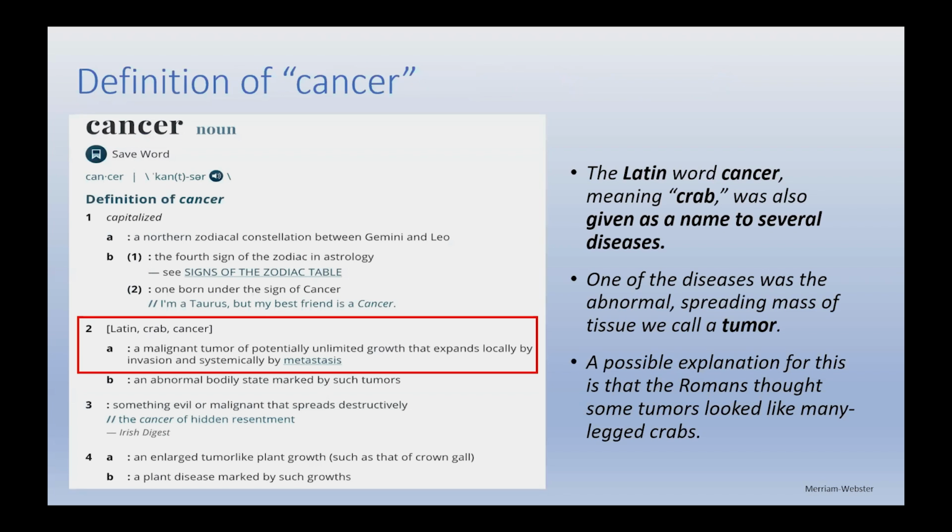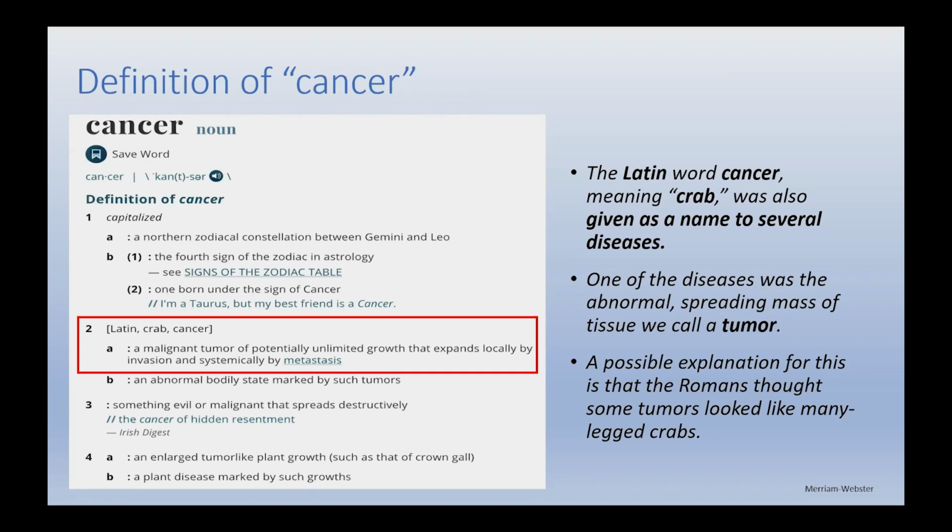So let's talk about the definition of cancer. Cancer is a group of diseases characterized by uncontrolled growth and spread of abnormal cells. It is caused by external and internal factors which may act together to initiate or promote carcinogenesis. I pulled this right from the Merriam-Webster dictionary, which says that the definition of cancer is a malignant tumor of potentially unlimited growth that expands locally by invasion and systematically by metastases.